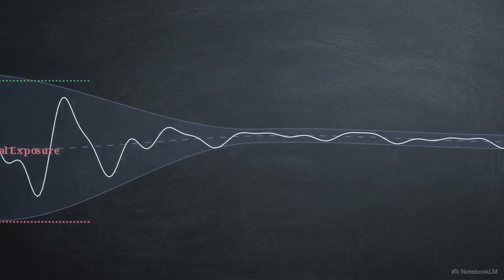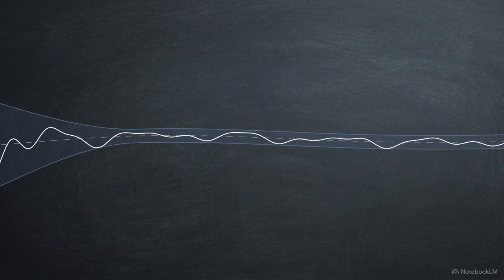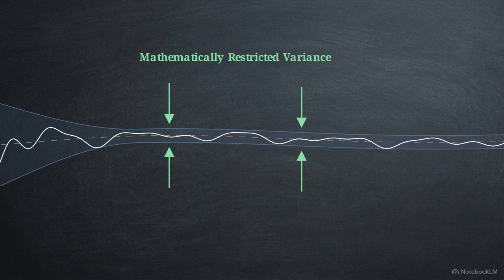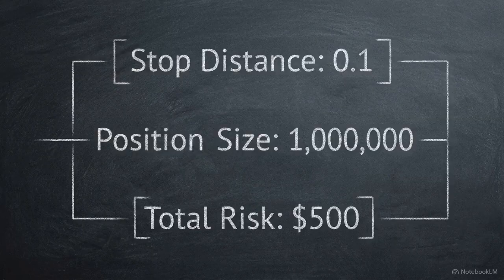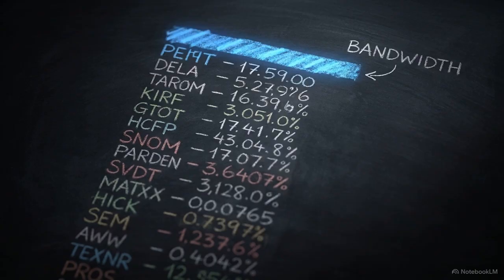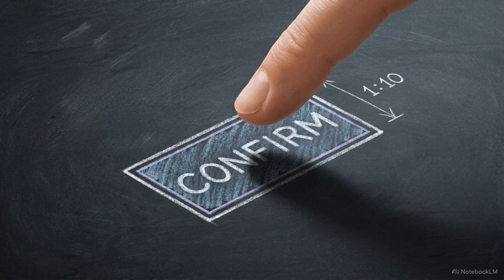Now look at the squeeze. Because price variance is mathematically restricted by the contracted Bollinger Bands, the boundaries of risk are incredibly narrow. Defining risk with this level of precision allows the trader to deploy a significantly larger position size without increasing their total dollar amount at risk. Hunting for squeezes is an exercise in mathematical efficiency. You are optimizing your risk-to-reward ratio before the market explodes.